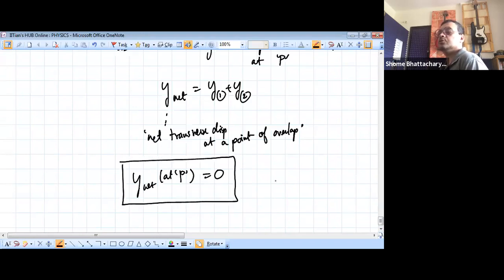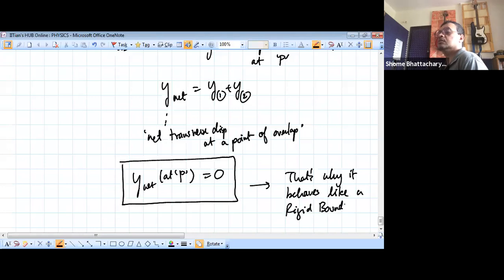Okay, that we can understand geometrically, and that is why it behaves like a rigid boundary for the incoming pulse. For pulse 1, it behaves like that.